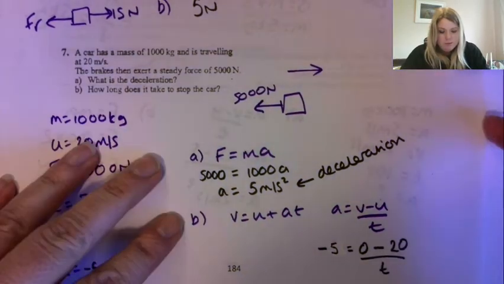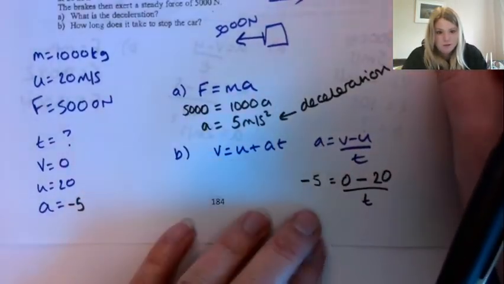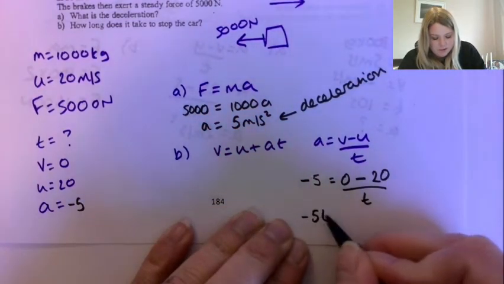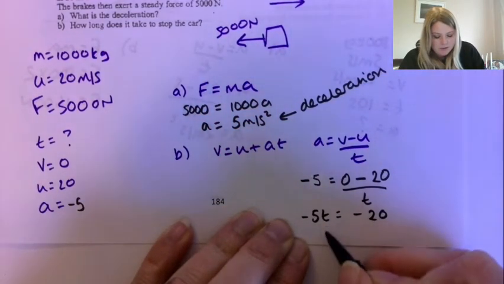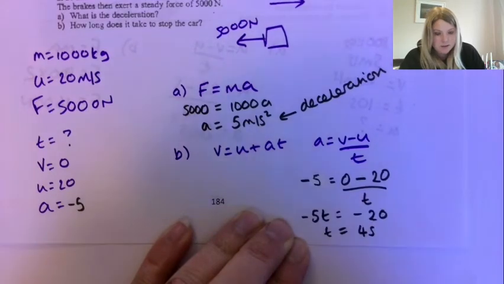Over time. So if I multiply both sides of this equation by t, I'm going to get minus 5t equals minus 20. Divide by minus 5, I get 4 seconds.